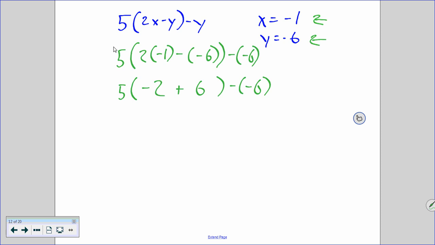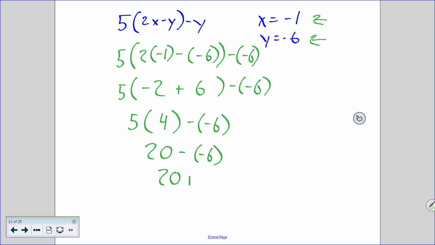Okay, your next thing should be to simplify what's inside parentheses. So it's 5 times, -2 plus 6 is going to be 4, minus -6. The next thing you should be doing is multiplying. 5 times 4, right? No symbol means multiply. 5 times 4 is 20 minus -6, and that's 20 plus 6, right? Minus negative means plus, and so your answer should be 26.